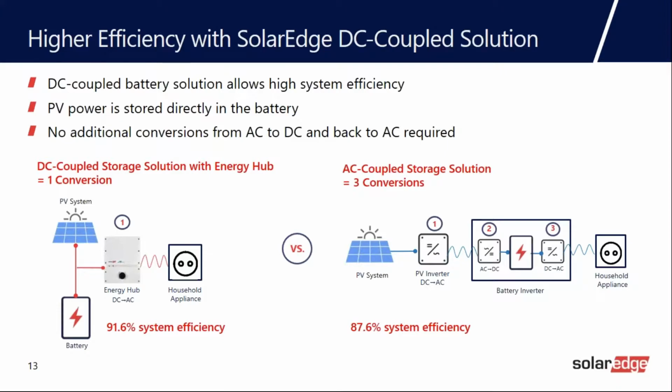If we look at an AC coupled system, even with a great SolarEdge inverter, because you go from solar DC to AC, and then you have to go back to DC when you put it in a battery, and then when you want to use that energy, you have to go DC back to AC. That's 3 conversion losses, and that system really is 87.6% efficient.